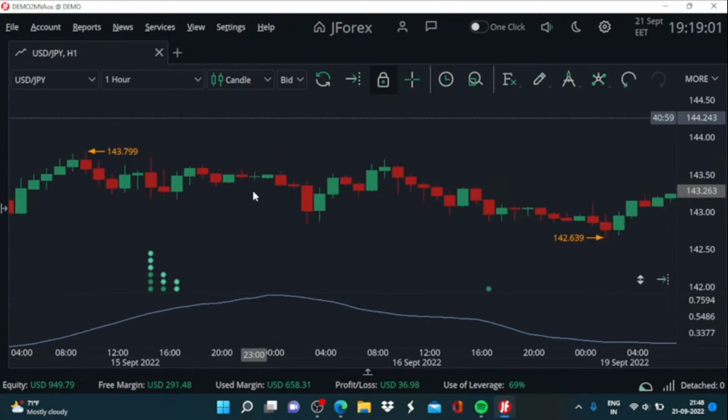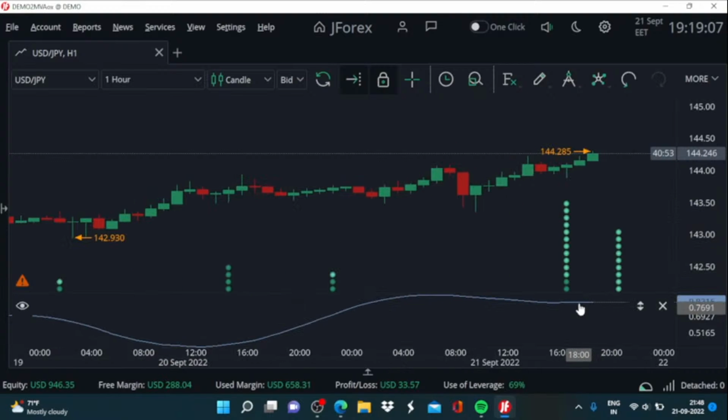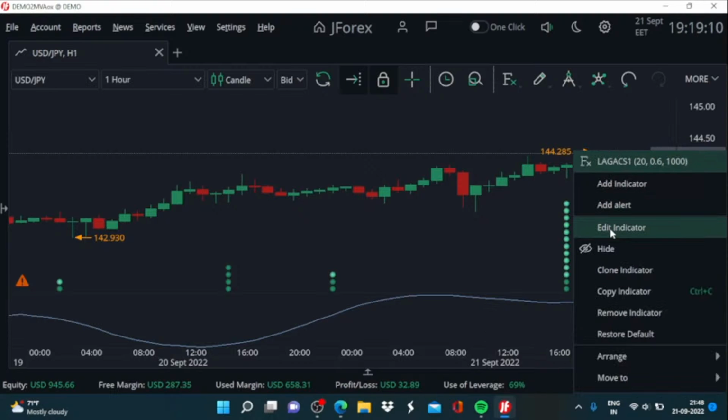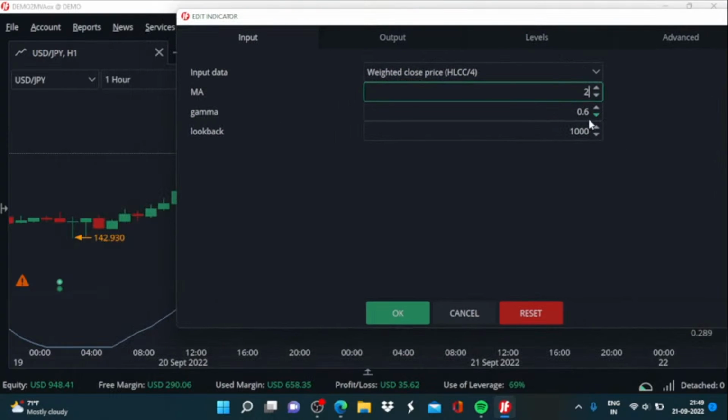So it becomes interesting how we get different output values depending on what kind of input parameters we are providing. So when you want higher responsiveness, you have to use a lower MA value, moving average value, and when you want more reliability, you have to use a higher MA value. The gamma factor can also be changed. Its default setting is 0.6, but if you want to increase or decrease it, you will have quite a lot different output depending on the gamma factor.